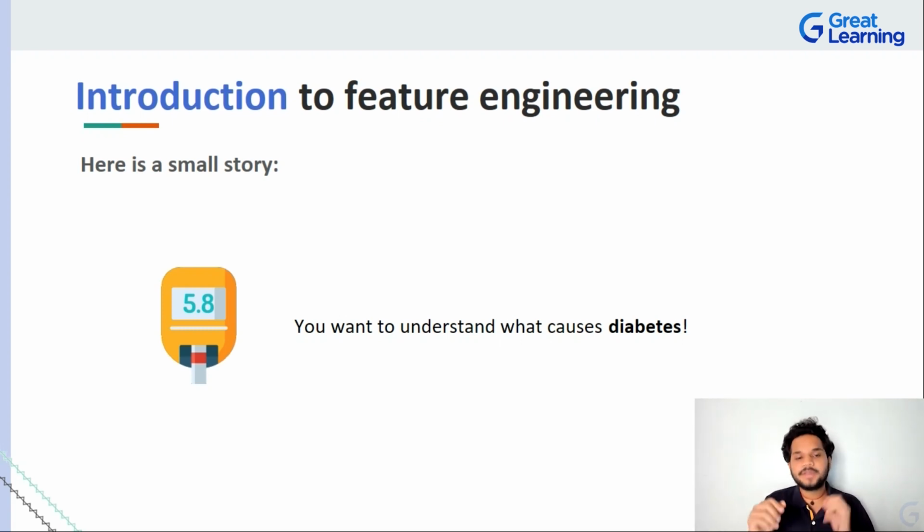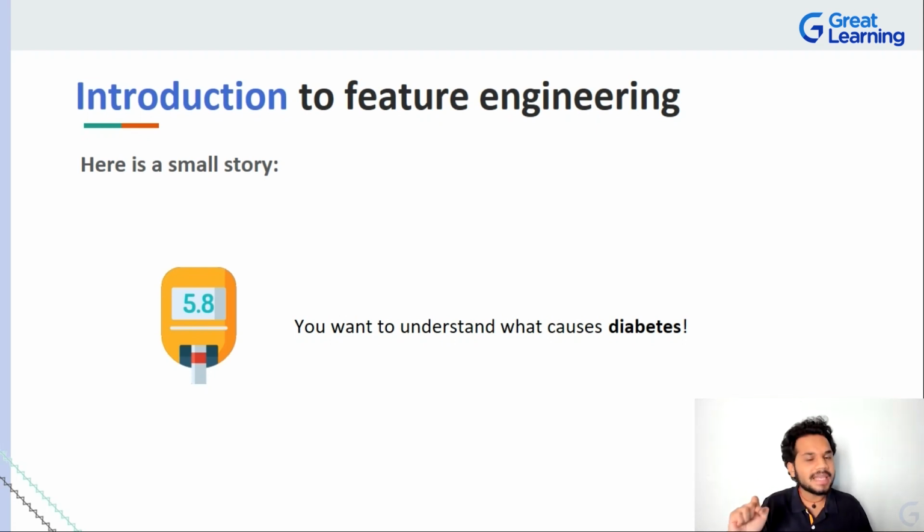Now, let's just have a small story here, as in you are a person right now who's willing to understand what are some of the various factors that will cause diabetes, right? Now, diabetes is a very common health condition across the world, right? It isn't caused by any sort of virus, it isn't caused by any sort of bacteria. It's a condition that sets in. There are many factors to it.